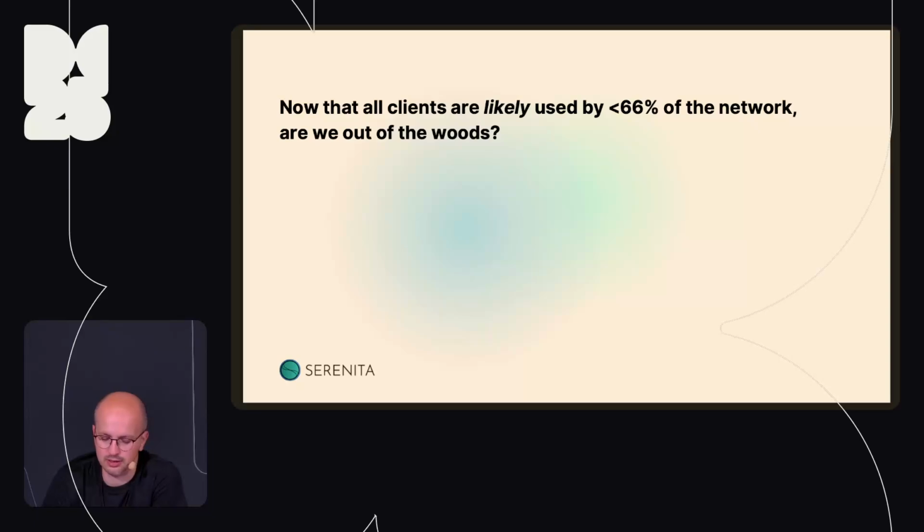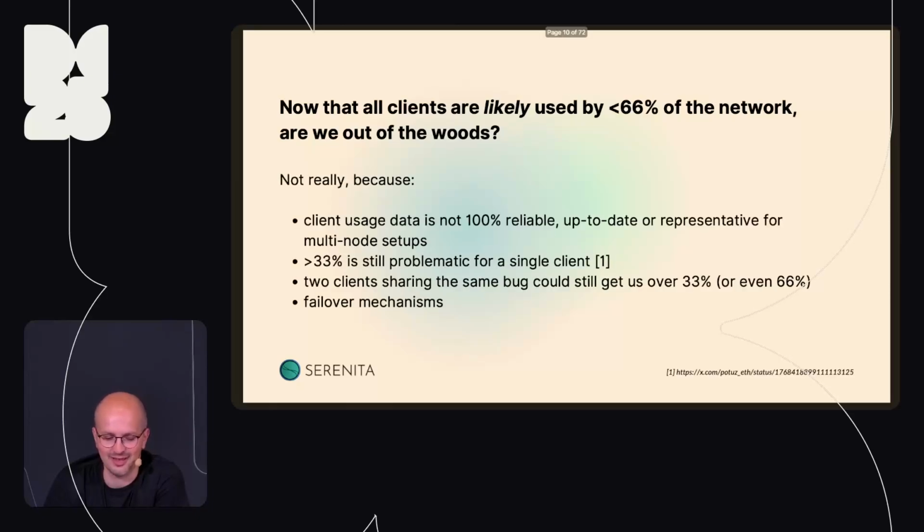So now that we're in this state where all of the clients are likely used by less than 2/3 of the network, are we out of the woods? Are we good now? Can we stop worrying about client diversity, right? That's the question. And I'm here to say that we really are not quite out of the woods yet because of multiple factors. One of them is the client usage data. Like I showed on the consensus layer side, it's not 100% accurate. There were some changes in the most recent network upgrade, which made measuring this less accurate.